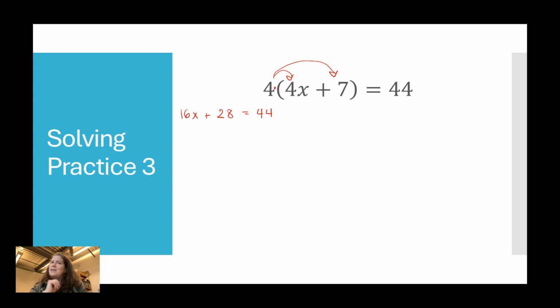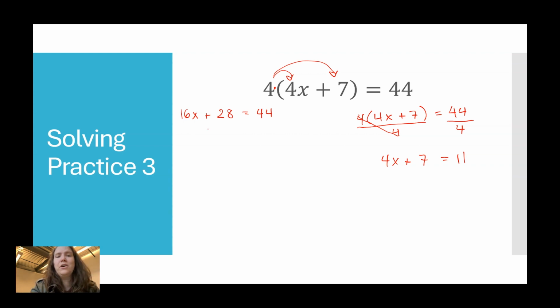Or we can say, since that 4 is being multiplied by everything in my equation, I could just divide both sides by 4 instead. So I could take this here, divide this whole side by 4, and this whole side by 4. These guys cancel, and I get left with 4x plus 7 equals 11. Either of these equations is going to get us the right answer, right?